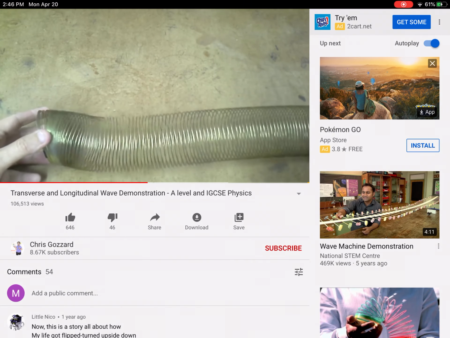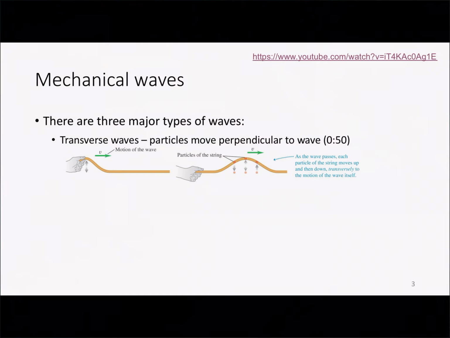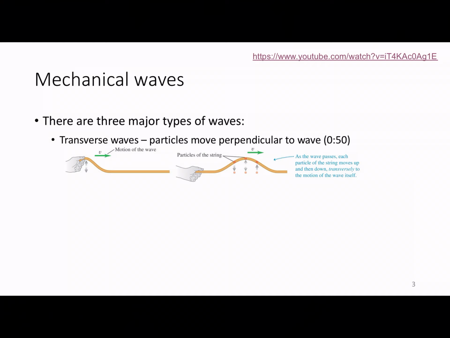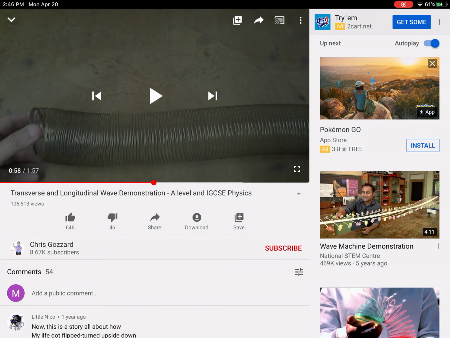Now another kind of wave is a longitudinal wave. Transverse is moving up and down, identical to the wave at a sporting event that we just talked about. A longitudinal wave is where the particles move parallel to the wave instead of perpendicular to the wave. That's pretty easy to see on a slinky.